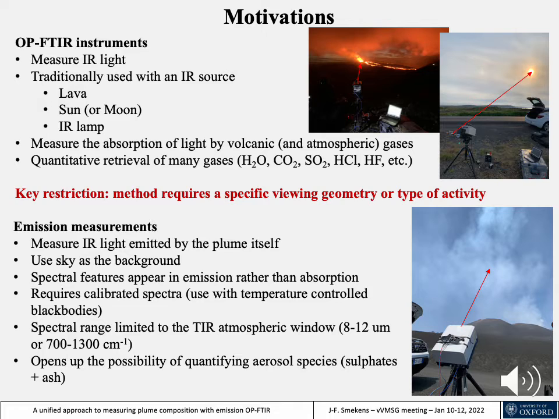And so in order to expand the range of applications, we've explored the possibility of using it in emission mode, where we measure the infrared light emitted by the plume itself, using the sky as a cold background. In that case, the spectral features appear in emission rather than absorption, which does necessitate the calibration of the spectra with temperature-controlled blackbodies. This also restricts the spectral range to a much narrower atmospheric window within the thermal infrared wavelength, but it does open the possibility of quantifying particle species, in particular sulfate and ash aerosols.